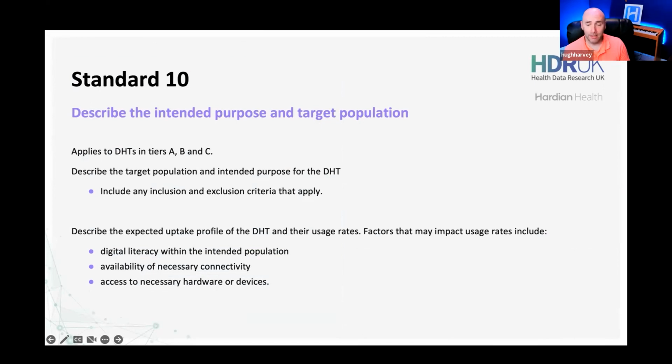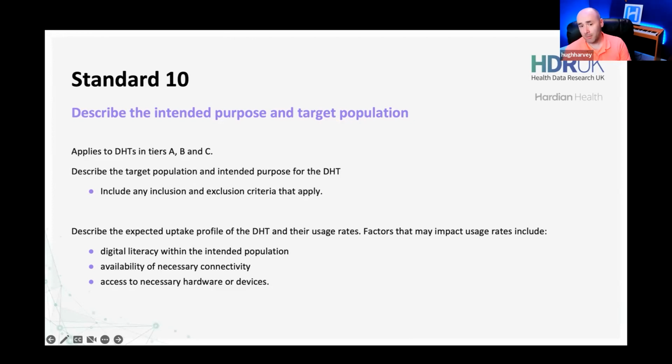So standard 10, again, going back to the intended purpose. You will obviously not be able to bring a medical device to market unless you can say who your medical device is intended for and exactly which population. And that applies for any type of digital health technology. But let's look at TSC explicitly. You will have defined your target population very clearly, the exact age range, the exact gender, the exact demographics, and any inclusion and exclusion criteria that might apply.